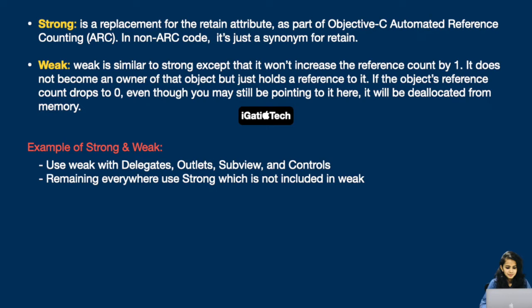Next property type is weak. Weak is similar to strong except that it won't increase the reference count by 1. It does not become an owner of that object but just holds a reference to it. If the object's reference count drops to 0, even though you may still be pointing to it here, it will be deallocated from memory. Example of strong and weak: we can use weak with delegates, outlets, subviews and controls, whereas everywhere else use strong, which is not included in weak.